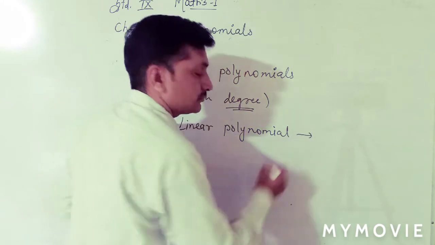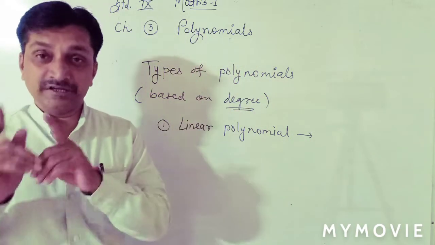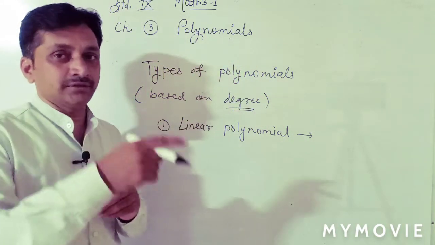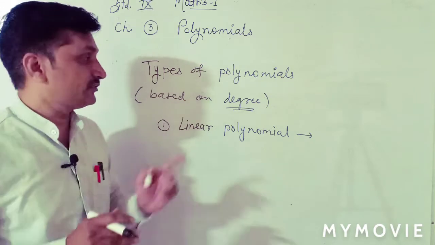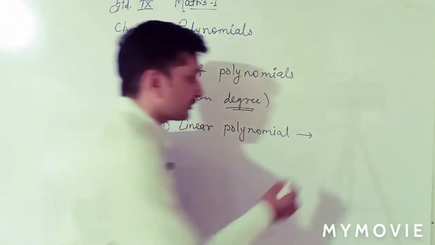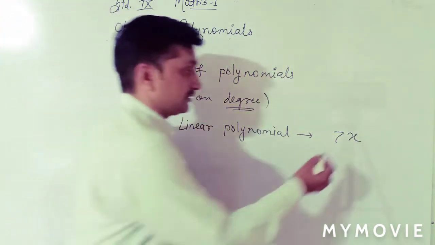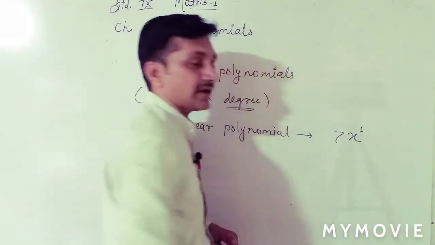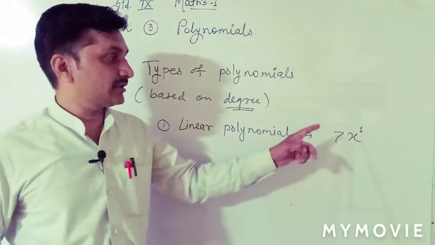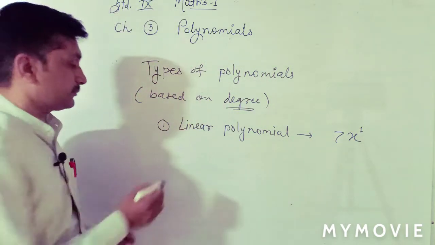Linear means the degree is 1. Degree means the highest index. If the degree is 1, that is linear. For example, 7x. Now what is the index? Here the highest index, the degree, is 1, that's why this is linear type.